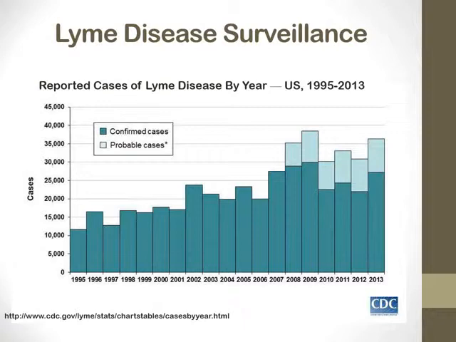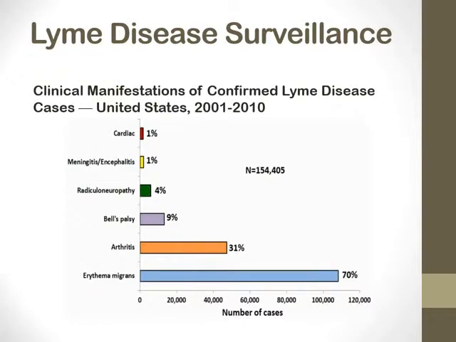To briefly discuss U.S. surveillance numbers, this figure shows the number of confirmed and probable cases reported in the U.S. from 1995 to 2013. Probable cases were added to surveillance data in 2008, adding at least 5,000 more cases to national surveillance numbers each year. In recent years, roughly 30,000 cases of Lyme disease have been reported annually, though CDC estimates about 300,000 diagnosed cases of Lyme disease each year.